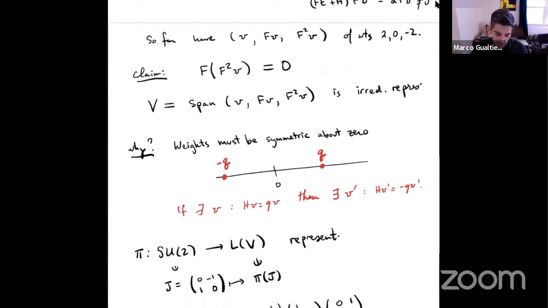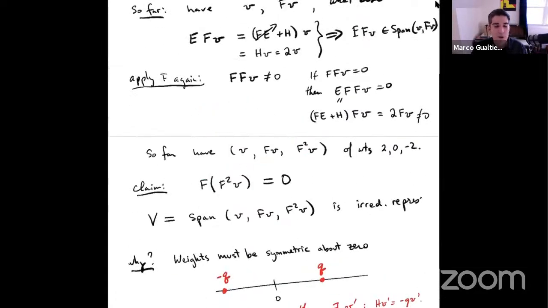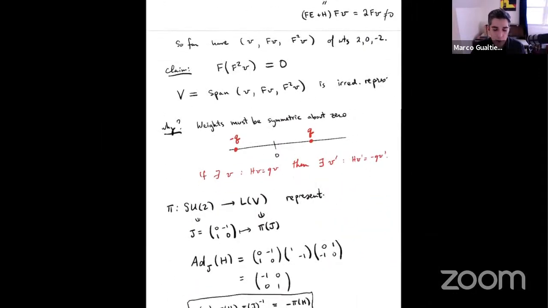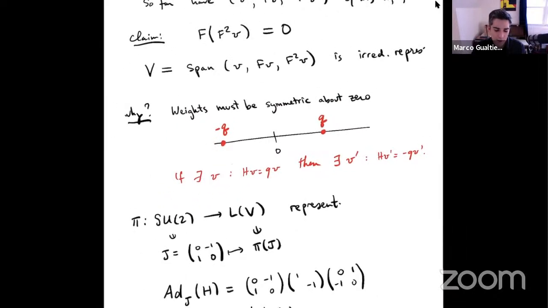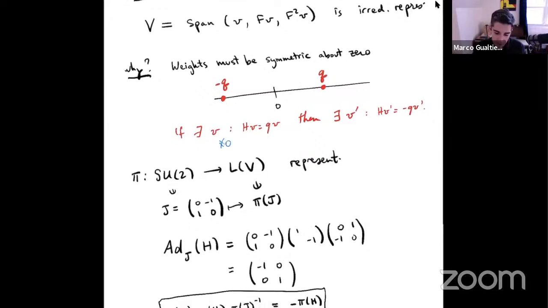Why? One way to do this is to verify it by making a whole bunch of computations. But I'm going to give a better explanation for why this thing is 0. The reason is that the weights must be a priori symmetric about 0. Why is that? In other words, if there's a vector in your representation of weight Q, then there must exist a vector of weight -Q.